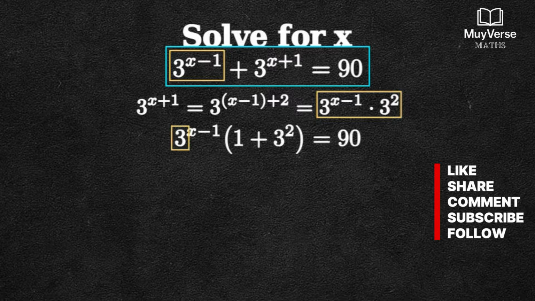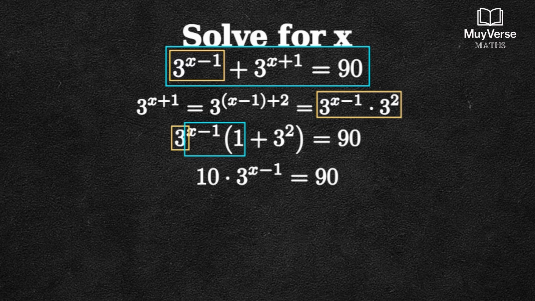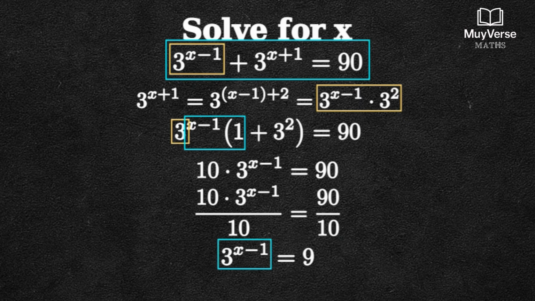Step 3. Simplify inside the parentheses. 1 plus 3 squared equals 10. So the equation becomes 10 times 3 to the x minus 1 equals 90. Step 4. Isolate the power. Divide both sides by 10 to get 3 to the x minus 1 equals 9.